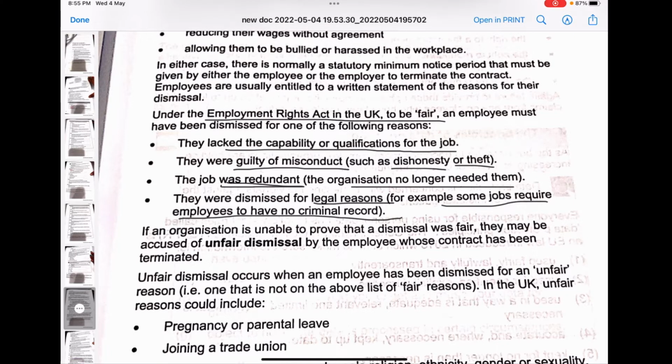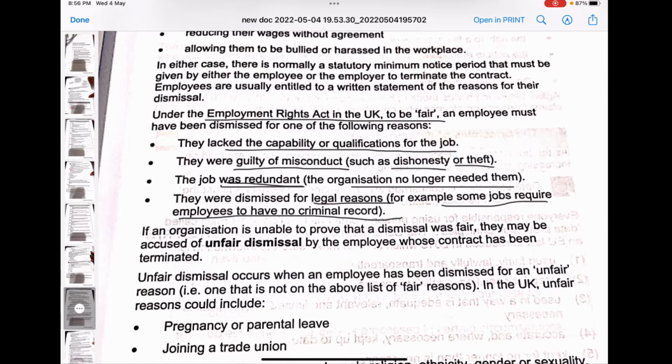So these are some reasons for which it is okay to dismiss someone, provided that they have been given enough time, a notice period. So: lacking the capability or qualifications, being guilty of misconduct, or the job was redundant, which means that the employer doesn't need them anymore for various reasons. They were dismissed for legal reasons, like if they have a criminal case against them. Okay, legal reasons, capabilities, dishonesty or theft, and the job was redundant.